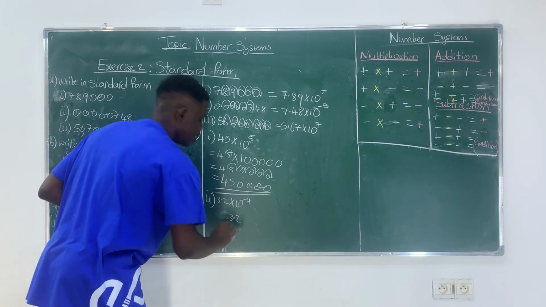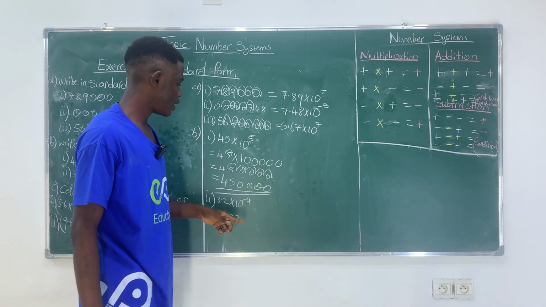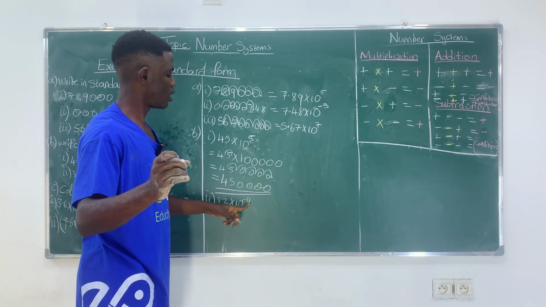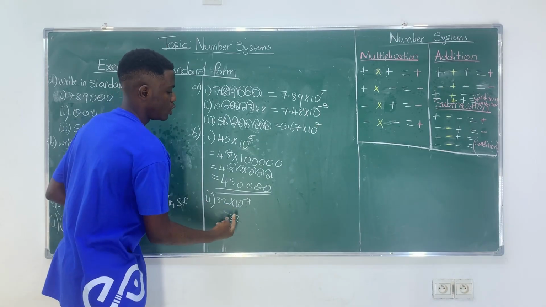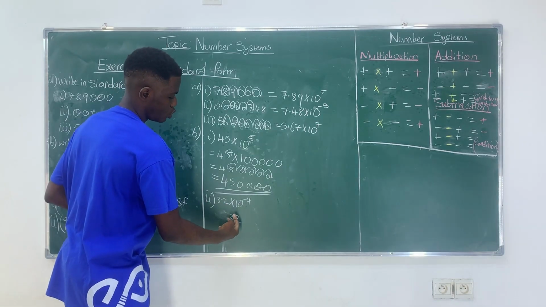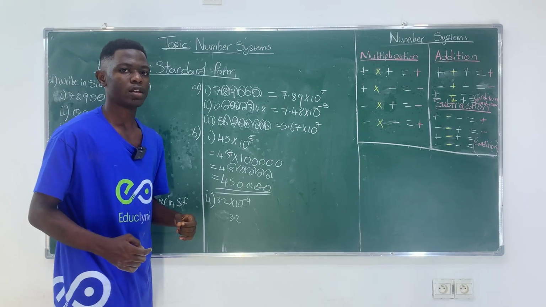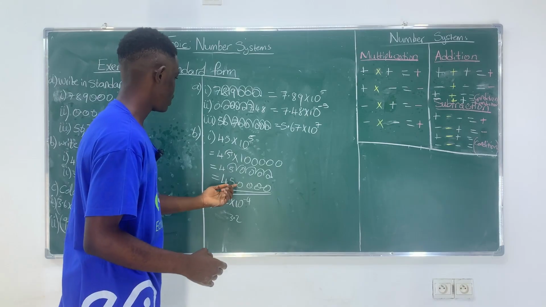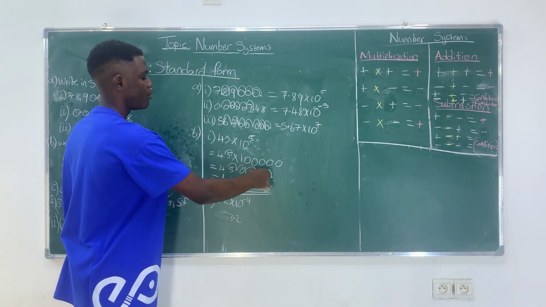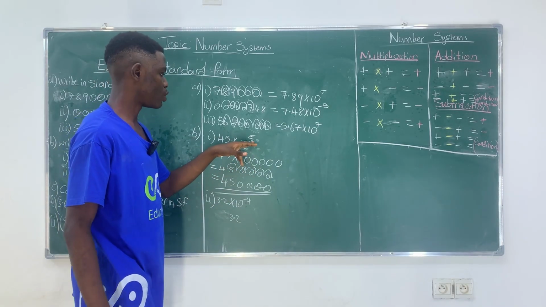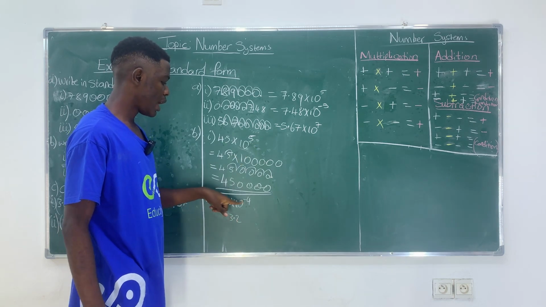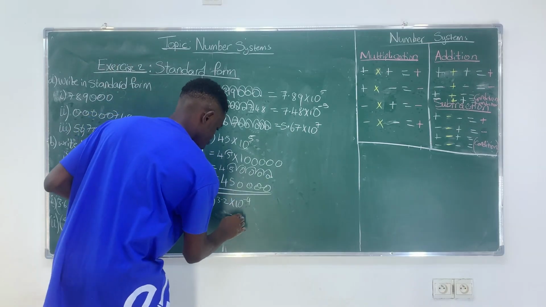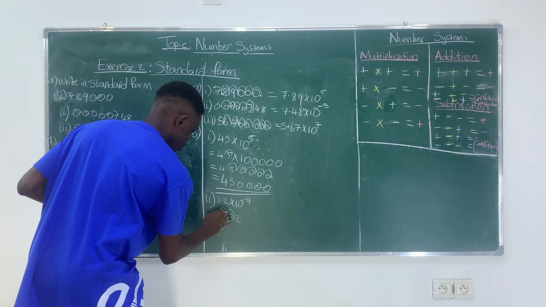I write my 3.2. Since the power is negative 4, it means I will shift this decimal point instead. Instead of shifting it to the right, I'll shift it to the left. You see here, I shifted it to the right: 1, 2, 3, 4, 5. 5, because it was to the power 5. Here it is to the power minus 4, so I shift it like this.